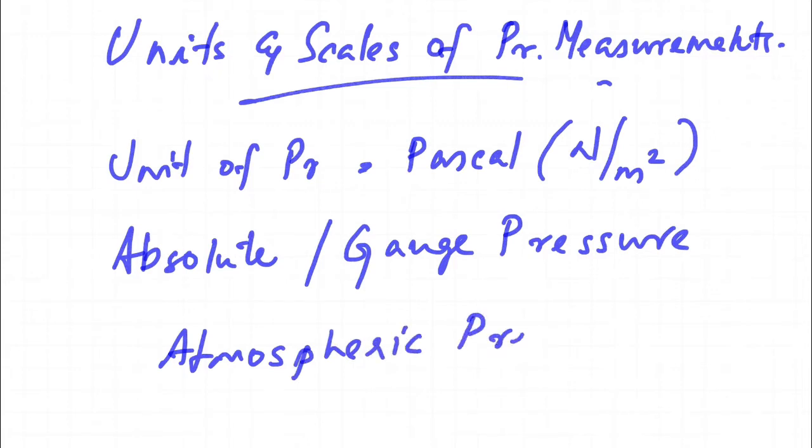So absolute and gauge are just two measurements of pressure. Atmospheric pressure is the pressure you feel in the atmosphere, which is defined on standard conditions. Again, I will touch upon that later on in this video. So just so you can visualize how these pressures are measured, I'm going to create a small diagram here.